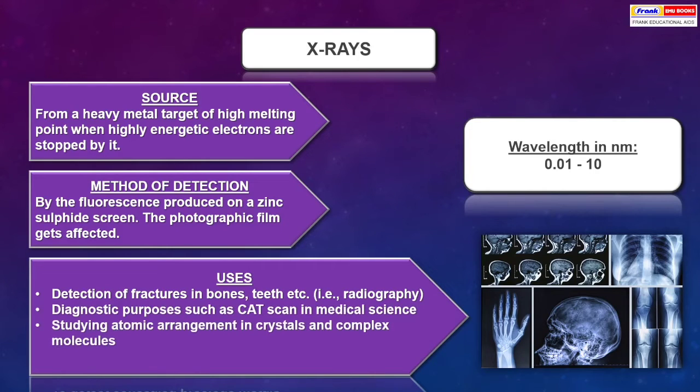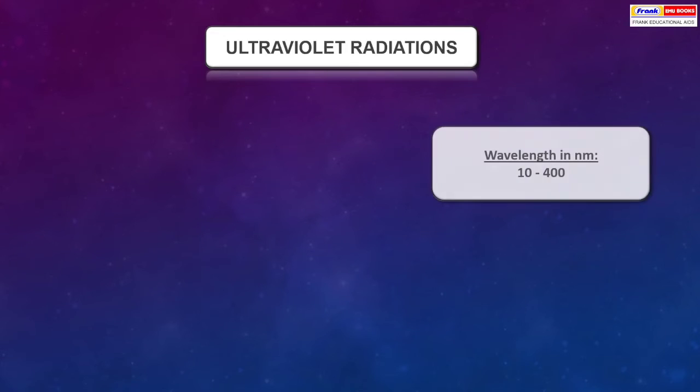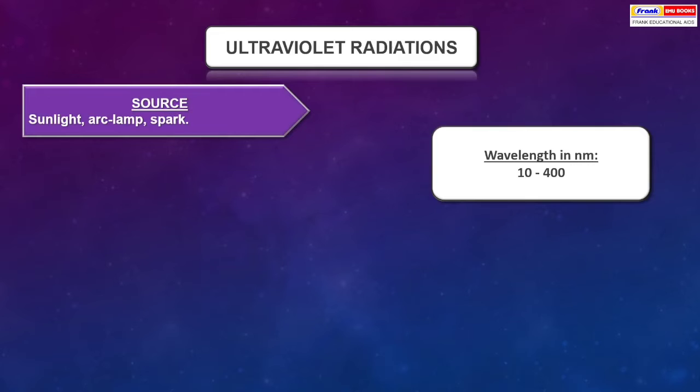Studying atomic arrangement in crystals and complex molecules. To detect concealed precious metals. Ultraviolet rays, wavelength 10 to 400 nanometer. Source: sunlight, arc lamp, spark.